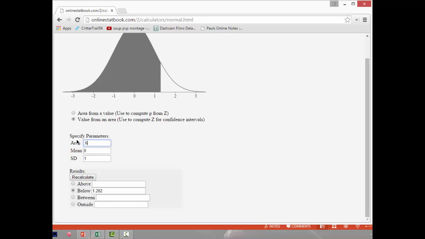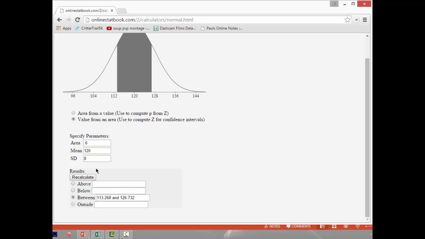So 0.6, mean 120, standard deviation of 8, and I'm looking for between, and you can see that it actually gives me my values. It gives me 113.268 and 126.732. So you click on value from an area, you put the area that you're looking for, you put the mean, you put the standard deviation, click between, and it gives you the two parameters.